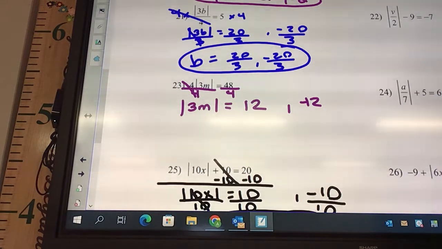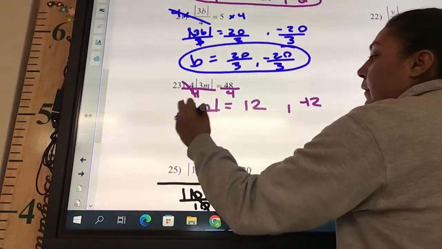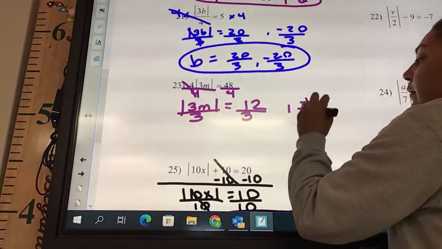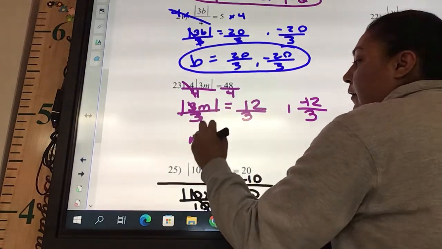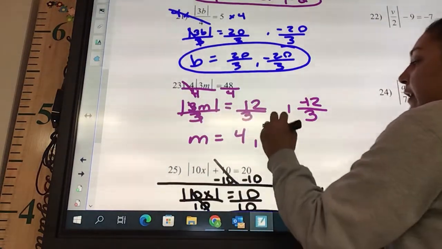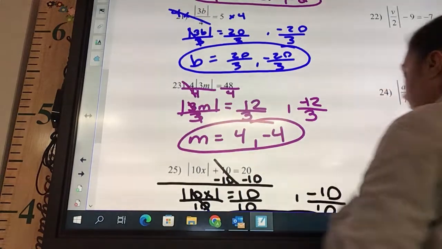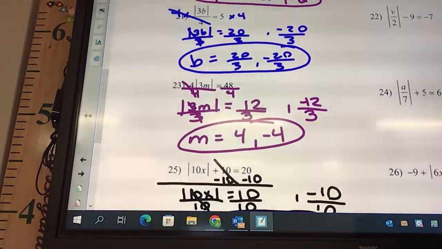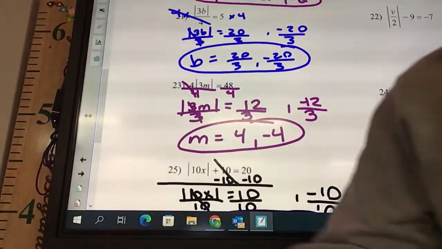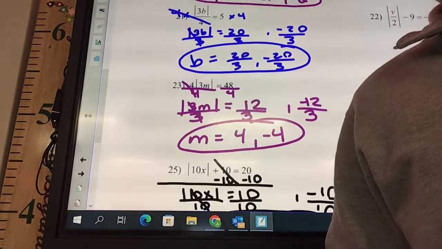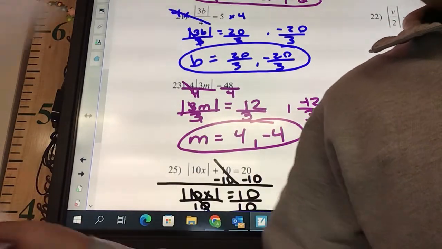You know this. Divide by 3. So we get 4 and -4. Okay, you guys go through. You got 14 of them to do.